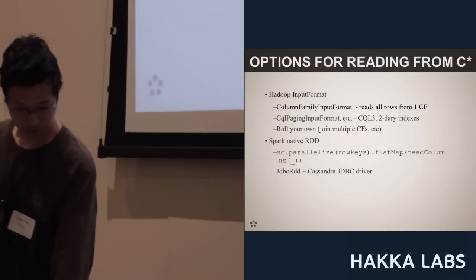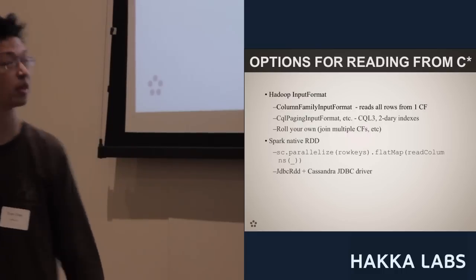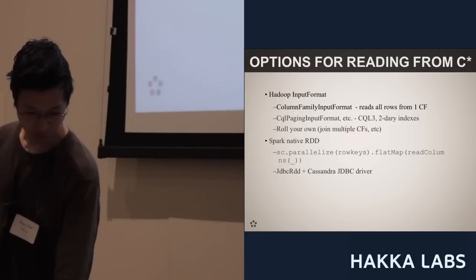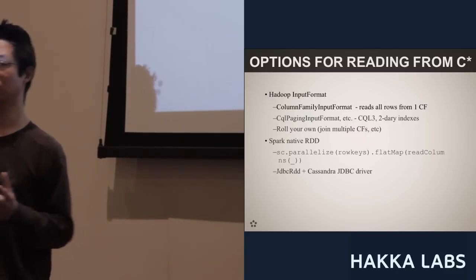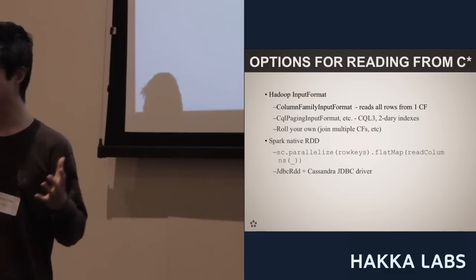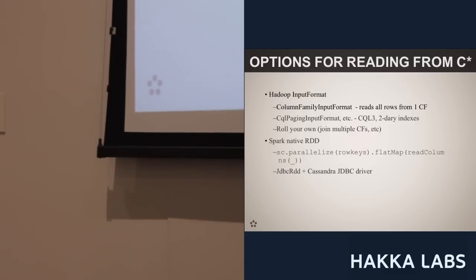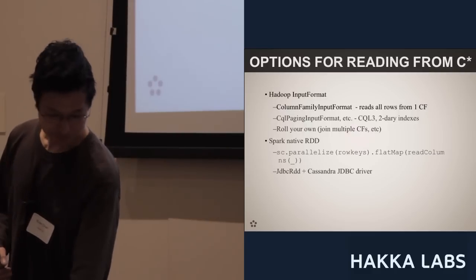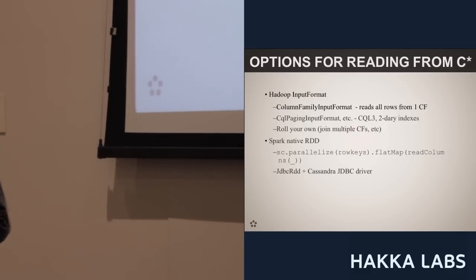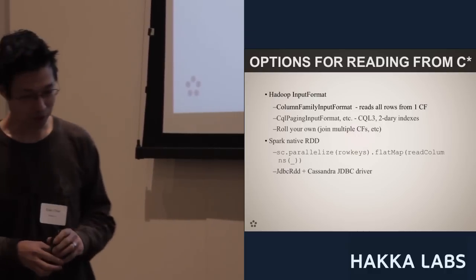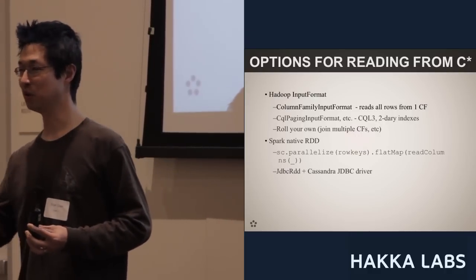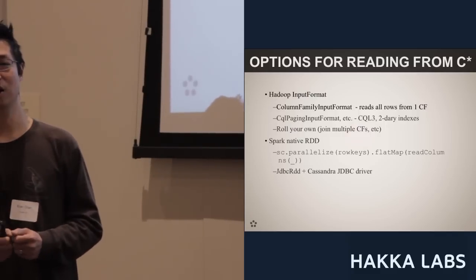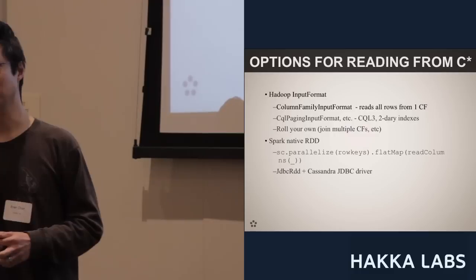So, different options for reading from Cassandra. First of all, Spark can take any Hadoop input format, and there are a couple that can read from Cassandra. There's the column family input format, which is really old. It basically reads all the rows from one column family, which is okay, but not as helpful for most people. There is the CQL paging input format for Cassandra 1.2 and up, which is great. It allows you to use your secondary indexes and gives you a lot more flexibility, and gives you automatic paging.